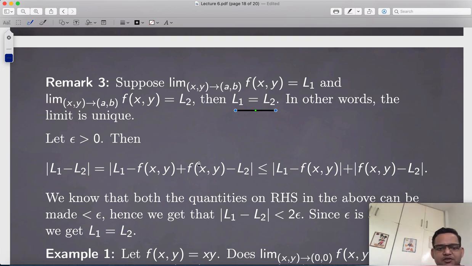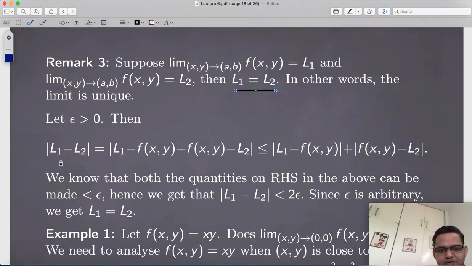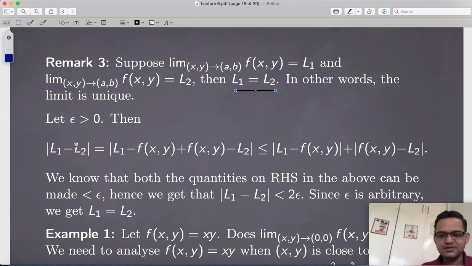And how do you prove it? This is precisely the same proof. You look at the difference, so that this difference is 0, correct? When you want to show that some number is 0, what do you do? You show that the modulus of that is arbitrarily small, isn't it? So you do the same thing.